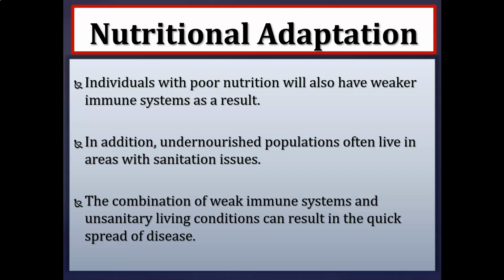Individuals with poor nutrition will also, as a result, have weaker immune systems. In addition, undernourished populations often live in areas with sanitation issues. So it's kind of this double-edged sword. A weak immune system and unsanitary living conditions can result in the quick spread of disease.